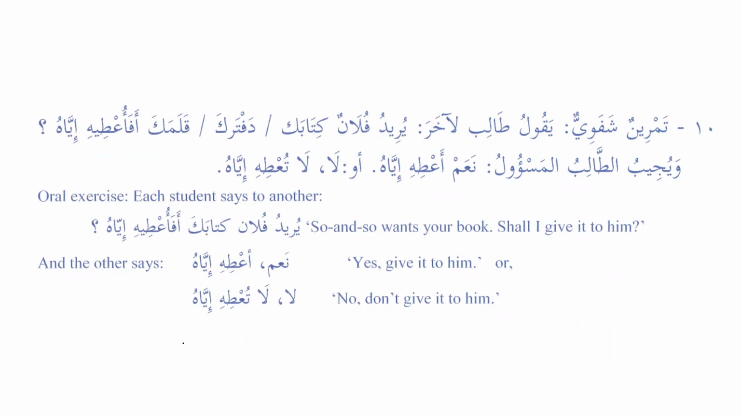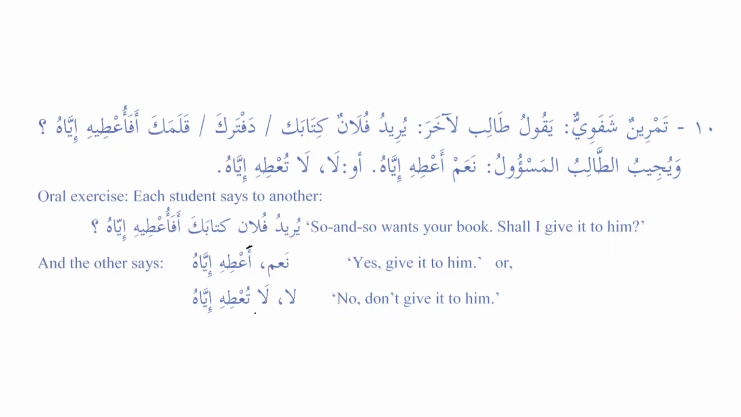We have oral exercise. يقول طالب الآخر, the other student says, يريد فلان كتابك أو دفترك أو قلمك أفأعطيه إياه. So he says, so and so wants your book, shall I give it to him? And you say نعم أعطيه إياه, give it to him. And you say لا تعطيه إياه, don't give it to him. Here we have أعطيه and here we have تعطيه.